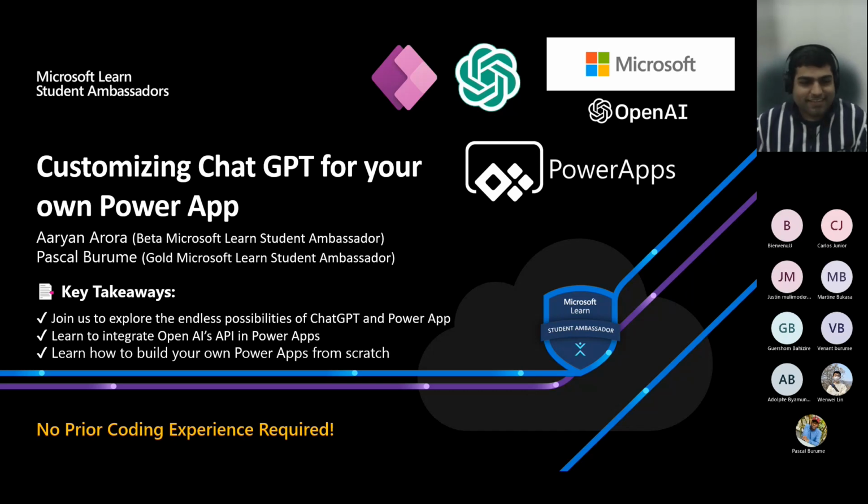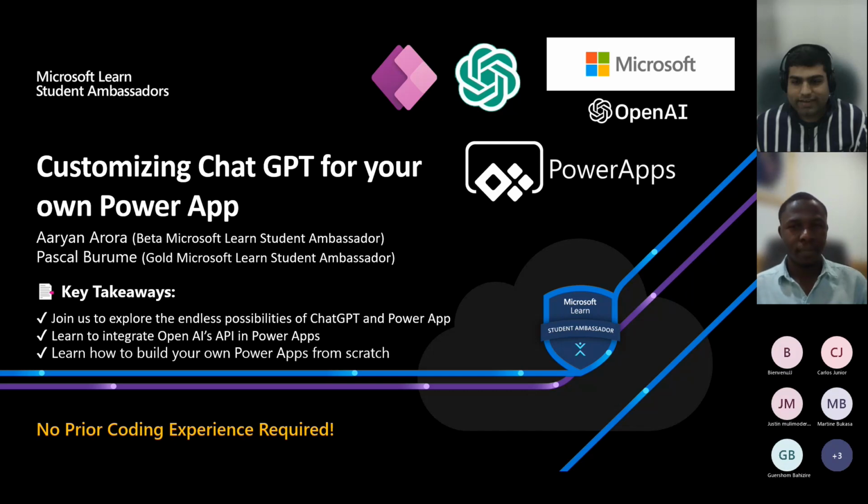Yeah, thank you so much for that. So what we will be doing in this session, basically, we will be learning how we can explore the different possibilities of combining ChatGPT, basically the OpenAI's API, with Power Apps. And we'll also learn to integrate it into our Power Apps. And you will also learn how you can build your own Power App from scratch. And this will not require any coding or anything like that. So it's basically a combination of PowerPoint and Excel in a certain way. So we'll have a lot of fun, and it will not require any prior coding experience.